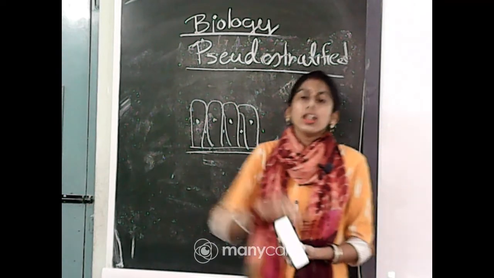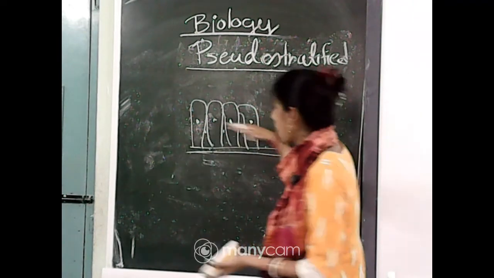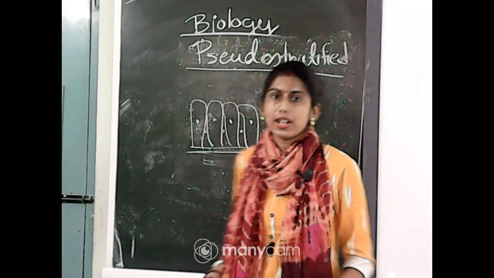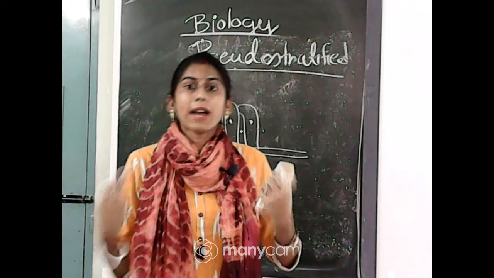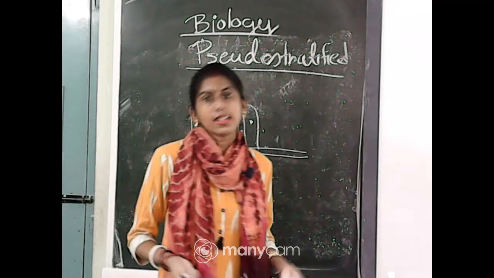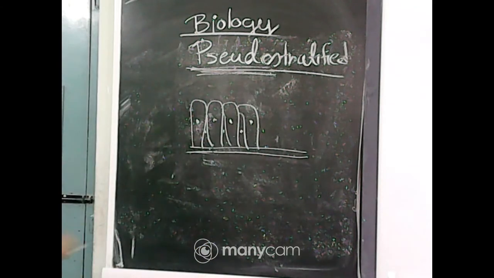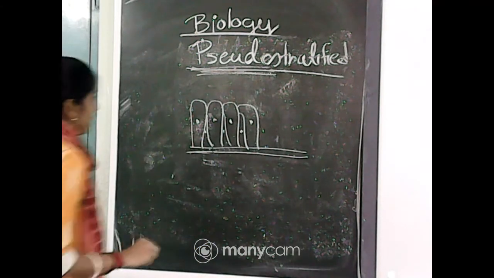That's why when you see it from the upper surface, it looks like it has two layers or more than two layers. It looks like bilayer or multilayer, but actually it is not. It is single-layered cells. That's why its name is given as pseudo, and that's why we use the term pseudostratified epithelial tissue.